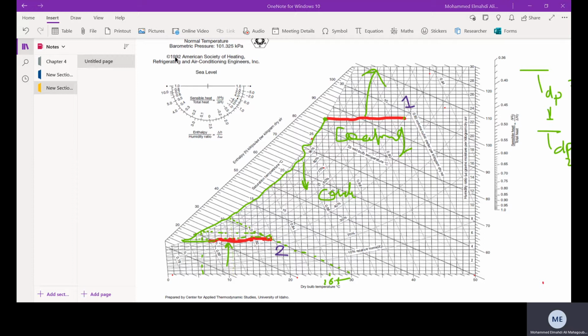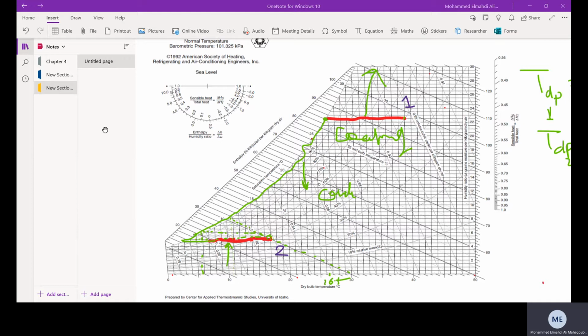Now we need to find the amount of heat, or the specific heat, not the total amount of heat, because I don't have the m dot. So what is it for the cooling? For the cooling, it's going to be H minus H. And for the heating, it's going to be the same thing, H minus H.